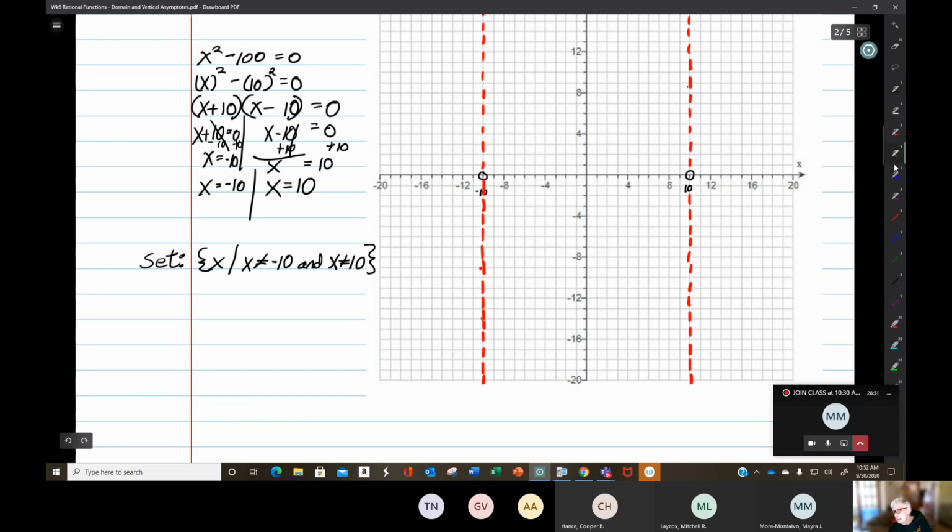Let's make the domain green. All of these numbers are okay. All of these numbers are okay. And all of these numbers are okay. And my interval notation is going to look like that. In fact, I'm going to write it in green.